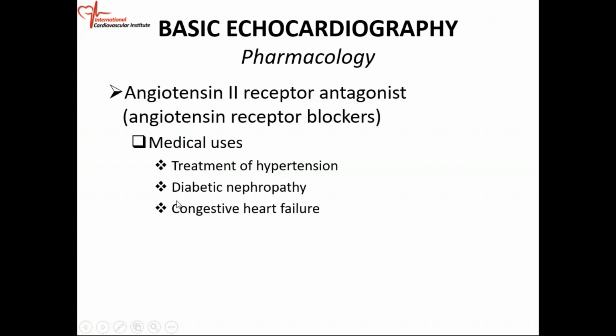What medical use do we have for the ARBs? We have a lot of good medical use for them. We use them to treat hypertension. We use them to treat patients with diabetic nephropathy, and we use them to treat patients with heart failure, especially heart failure with reduced ejection fraction. So our ARBs, or angiotensin 2 receptor blockers, are very important, okay? Because they have some very good use. And again, examples of your angiotensin 2 receptor blockers are valsartan and losartan, okay?